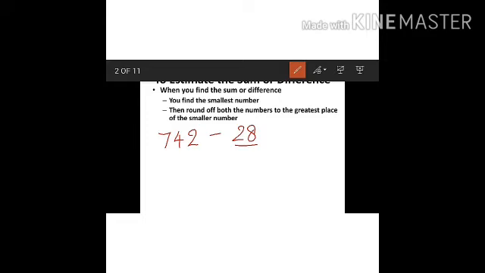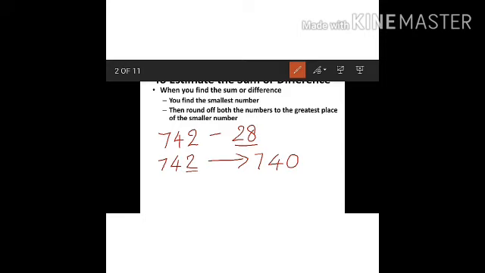So first we will do the rounding off of 742. When we are rounding off 742 to the nearest tens, we have to check the digit at the ones place. Here the digit at the ones place is 2. We know that 2 is less than 5. So we should keep the digit at the tens place as itself, so we'll write 4 here itself. Then we put a 0 at the ones place. Then we write the digit at the hundreds place as itself. So when we are rounding off 742 to the nearest tens, we get the answer as 740.